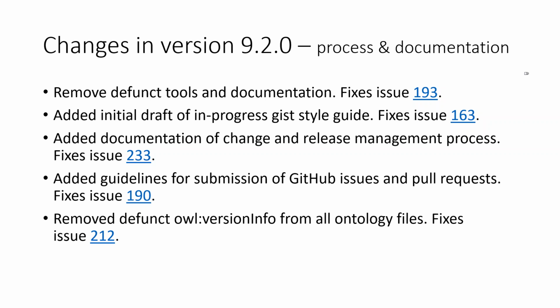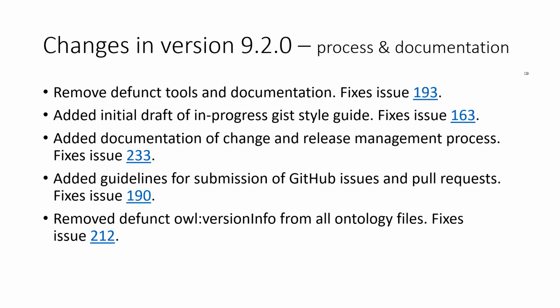The next set of changes in version 9.2 relate to things like documentation and the process of creating the GIST deliverables. So we have begun to improve the quality of the tooling that we use to package up GIST. And that means that there were defunct tools and documentation on the use of those. So they've been removed.